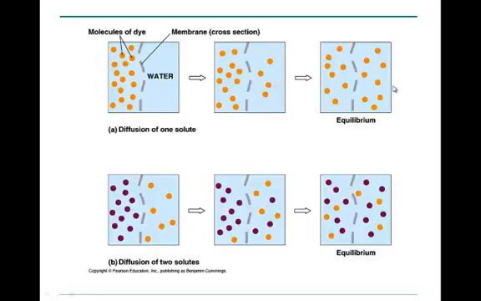Now, again, remember that those particles or molecules don't stop moving. It's just for every one that goes from left to right, one goes from right to left, and so the net concentration doesn't change. And they show below another series of panels with two different substances diffusing.